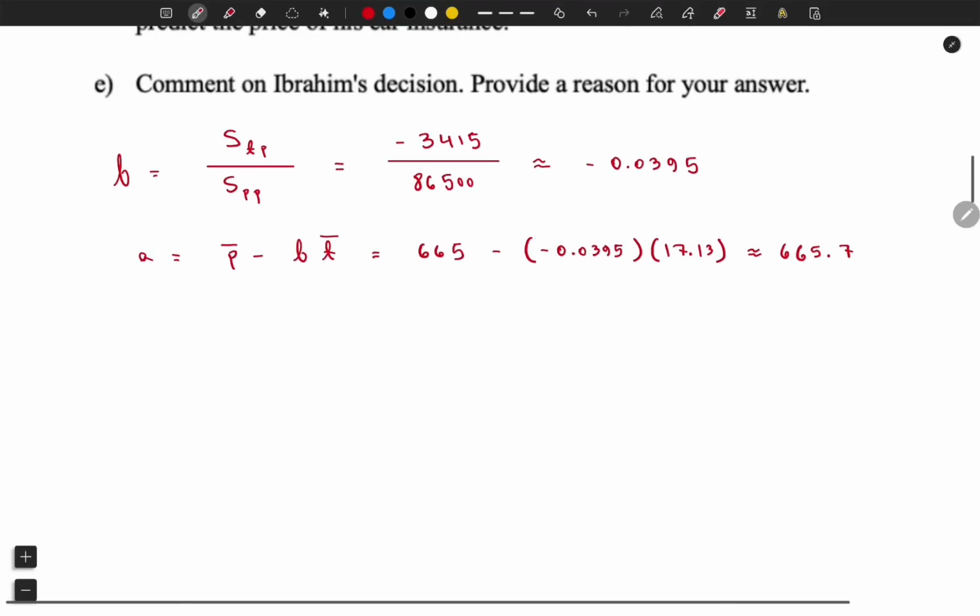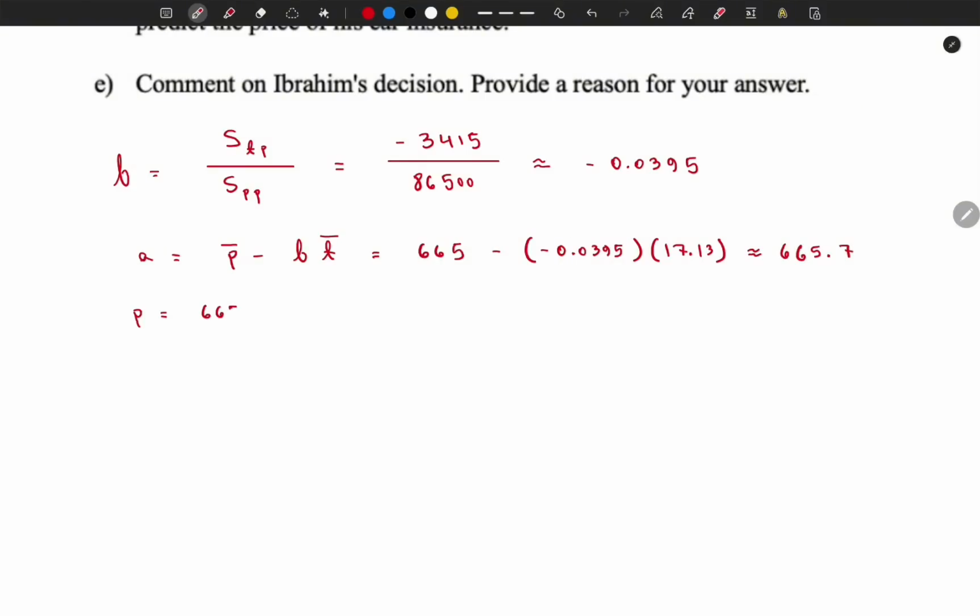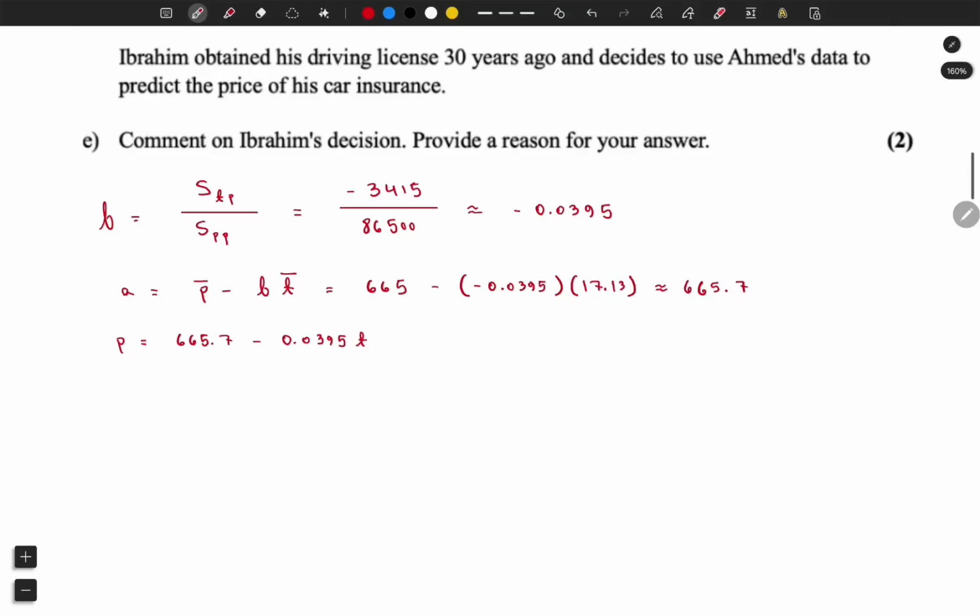So the equation of the regression line should look something like this: P equals 665.7 minus 0.0395t. So this is the equation of the regression line.